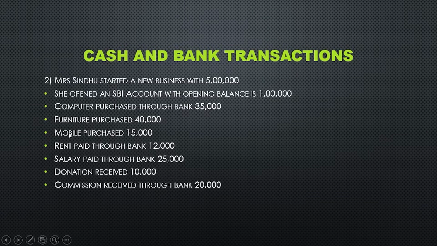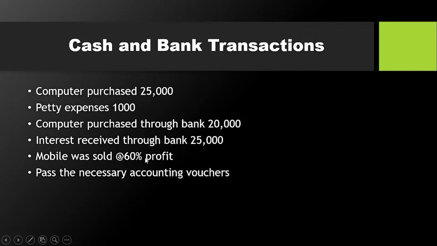Rent paid is an indirect expense. Salary paid is an indirect expense. Donation received is an indirect income, and commission received through bank is also indirect income. Computer purchased 25,000. Petty expenses, indirect expenses. Computer purchased through bank 20,000, and interest received through bank; interest received is indirect income. And mobile was sold at 60% profit. Pass the necessary accounting vouchers.